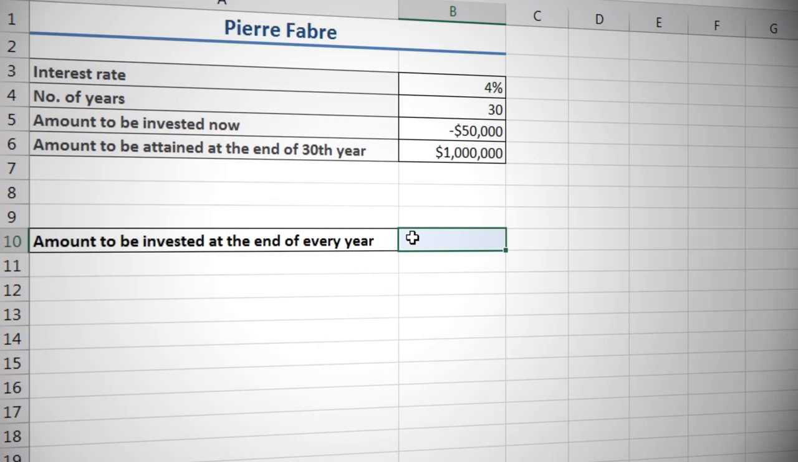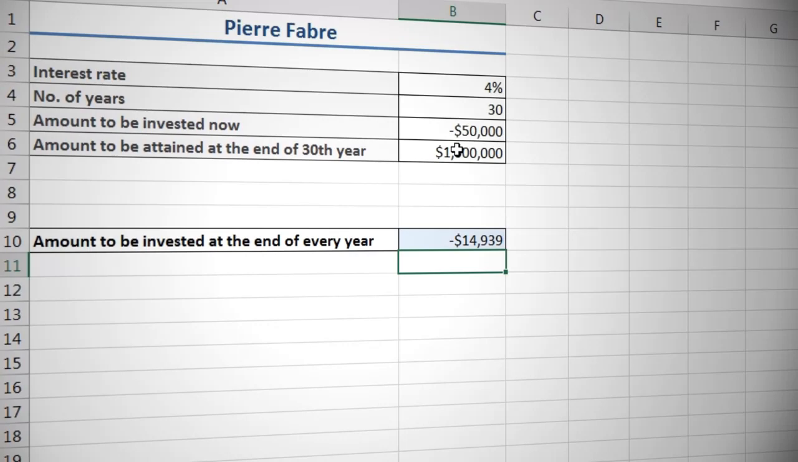So this time, we have our future value, we have our present value, but what we need is our payment. So we're going to click into B10 and type equals PMT and tab to select payment. Our rate is 4%. Our number of periods is 30. Our present value is 50,000, and the future value we hope to achieve is 1 million. We can now close our bracket, click enter, and here is the amount he'll have to invest at the end of each period in order to achieve that goal.